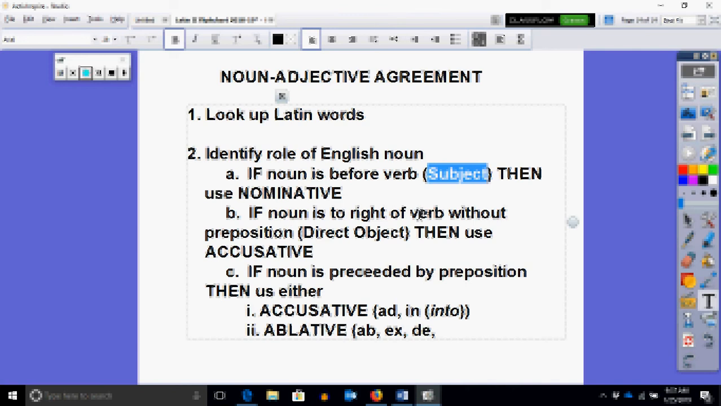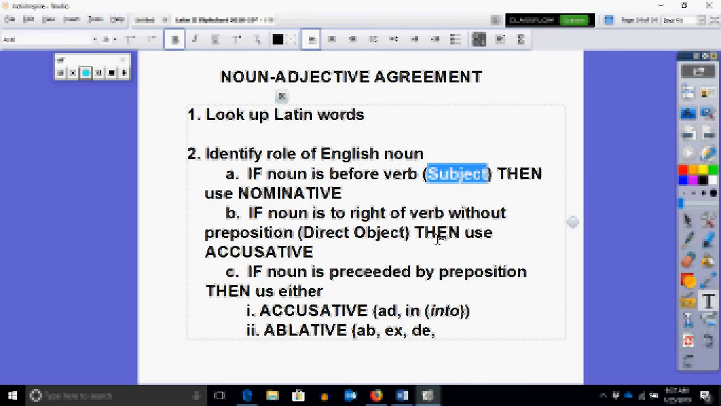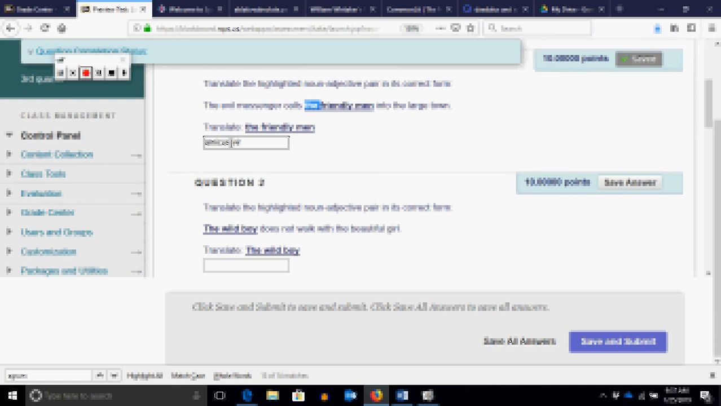so I'm going to go down to here. If the noun is to the right of the verb without a preposition, I just have the article the in front of it, there's no preposition, so I'm looking at the direct object of the verb, right, because it's to the right of the verb, so I want to use the accusative case here. So I look up on the board or I look in my brain, and I know that the accusative case, and I probably should have just started with the noun first because the noun's going to take the lead. The accusative case of man is virum.